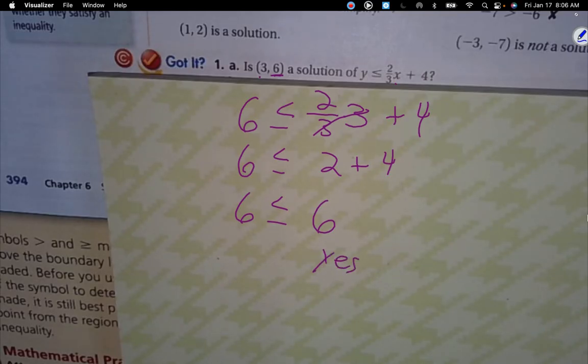Okay? What if it didn't have the equal sign on there? Pretend it didn't have that the whole way. Is 6 less than 6? No, it's not. It's equal to. So you have to read what it says. Does everybody understand the difference? So this answer would be no. This answer would actually be yes.